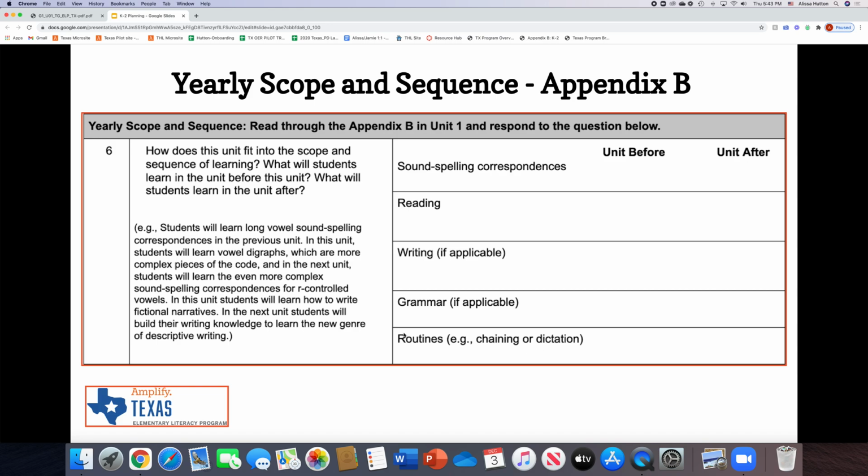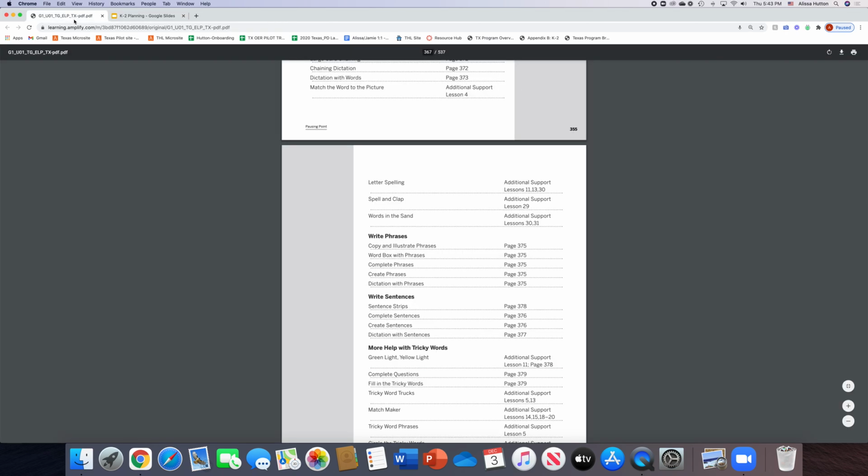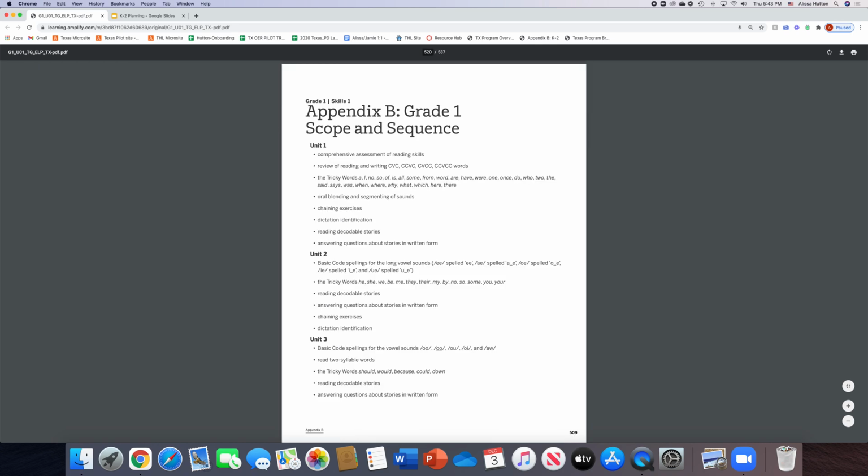So what I'm going to do now is take you to the yearly scope and sequence. This is found in the teacher resource section in Appendix B. Appendix B is only in Unit 1 of your skills teacher guide. So make sure that you remember that you will access this in Unit 1 for the rest of the year because it is a yearly scope and sequence. So let's go there now. Again, this is a teacher resource. It's at the end of my teacher resources.